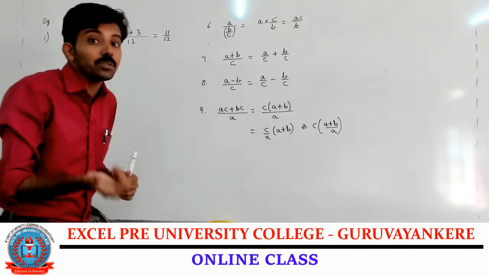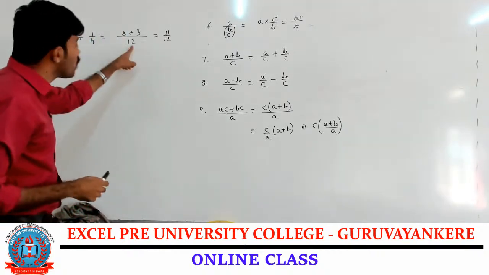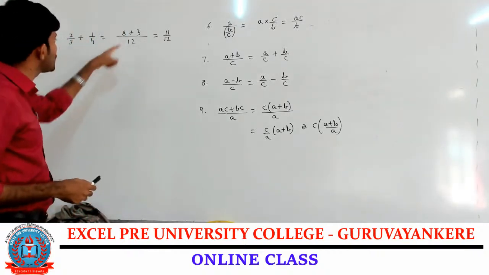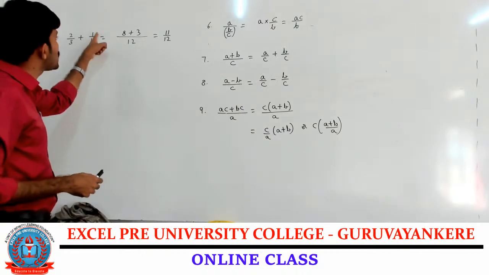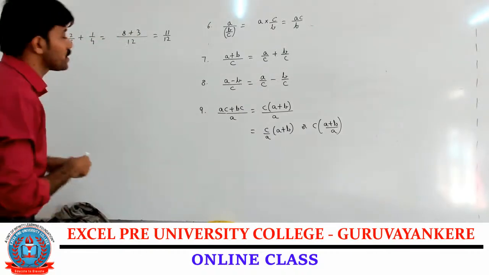3 into which number gives 12? To find out first, 3 into 4 gives 12. So 4 into 2 is 8, 4 into 3 is 12 and 3 into 1 is 3. 8 plus 3, 11 by 12.